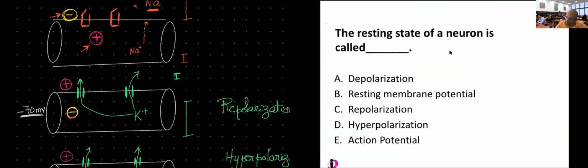So for the third question for the in-class activity for today. What is the resting state of a neuron? What do we call the resting state? Depolarization, resting membrane potential, repolarization, hyperpolarization, or action potential. What's the resting state of a neuron? It's my resting membrane potential, exactly.